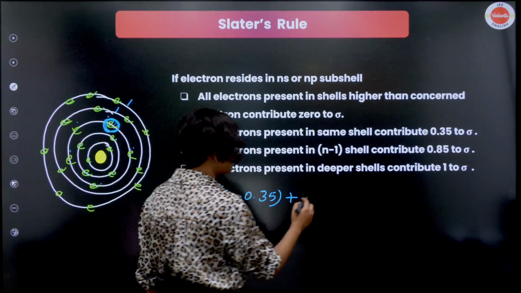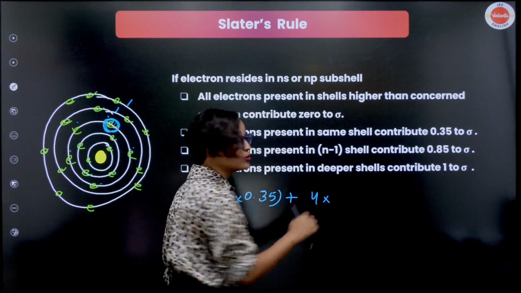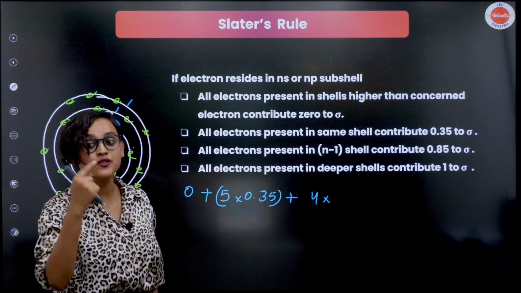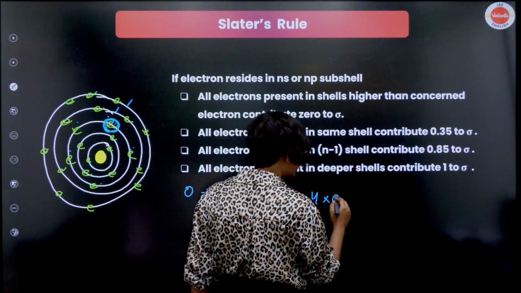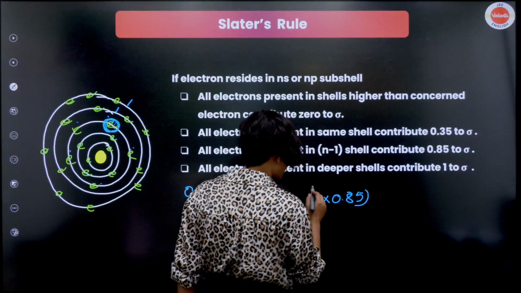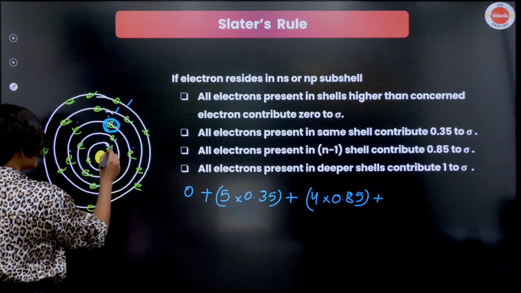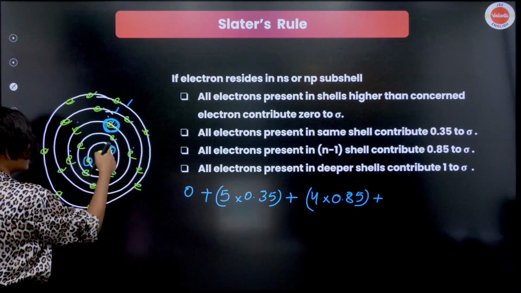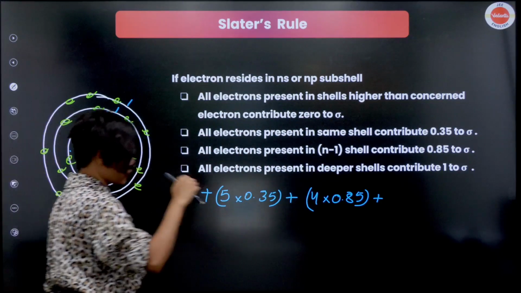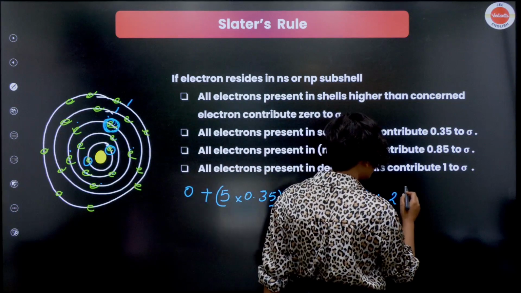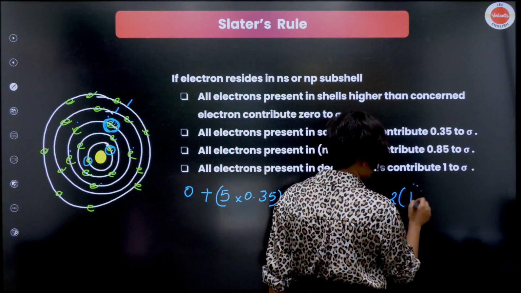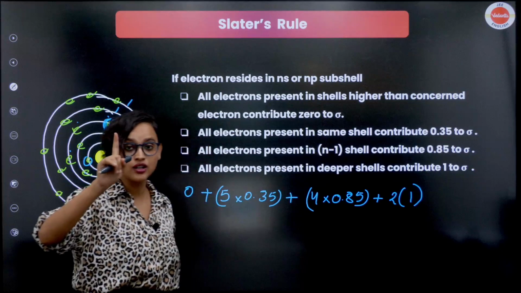Next one has 4. So 4 into, now next one, n minus 1 will contribute 0.85, plus the last one, this one will contribute. There are 2 electrons. So it will have 2 into 1. It will contribute 1 to sigma.